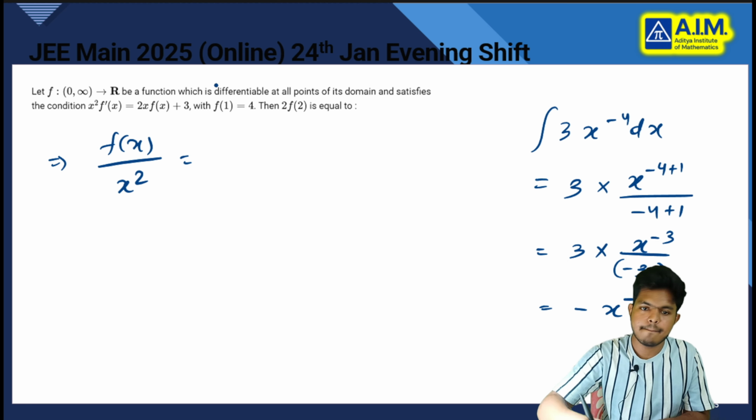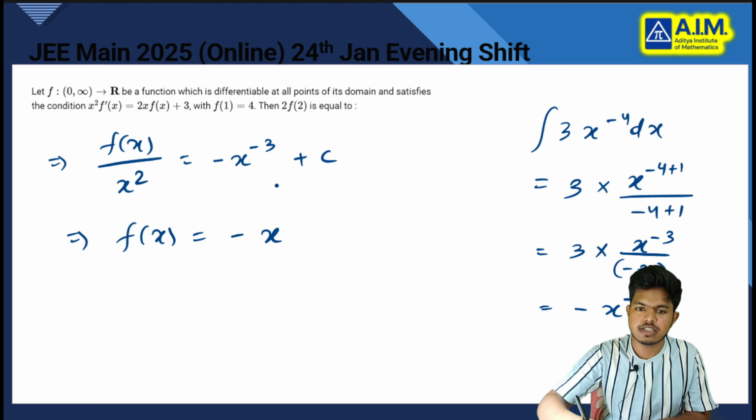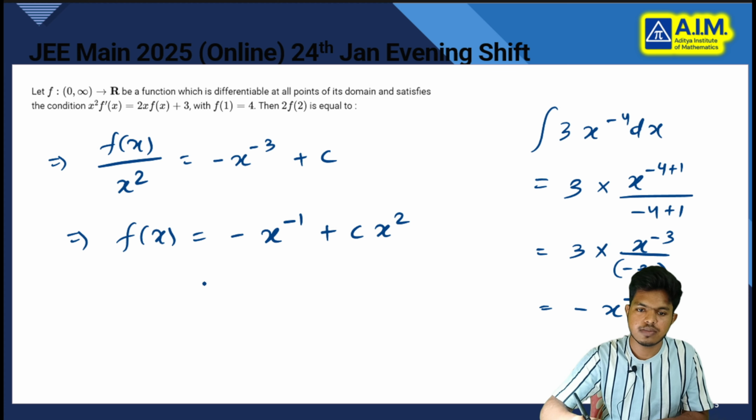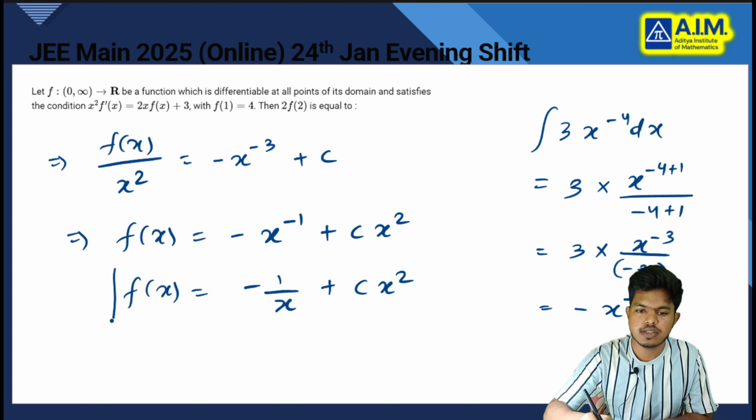C is a constant. Now I am multiplying this x square to that side. This will be minus x power minus 1 plus c x square, which will be minus 1 by x plus c x square. We got the f of x.